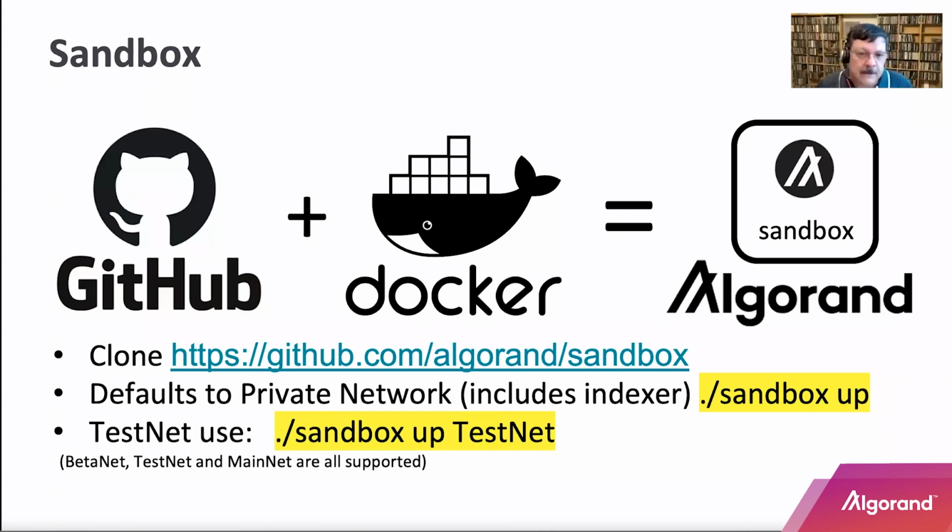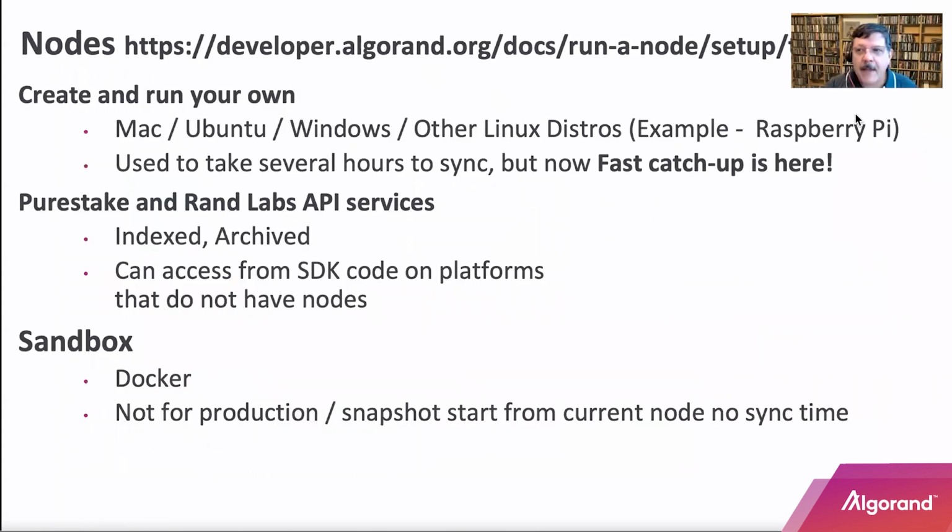The private network is actually a fourth network. It's like your own personal network, the way I like to think of it. The three we've already mentioned were BetaNet, TestNet, and MainNet. You can also bring those up in the sandbox just by putting the name in after sandbox up. Very good stuff there, and I'm actually using that in these demos. We'll point to that and show you real quick when we get there.